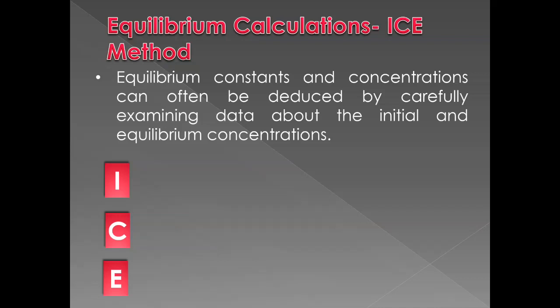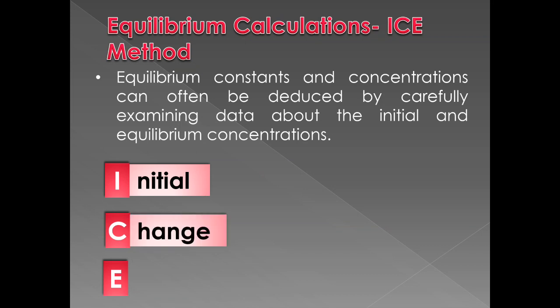Equilibrium calculations using the ICE method. Equilibrium constants and concentrations can often be deduced by carefully examining data about the initial and equilibrium concentrations. ICE: I stands for initial concentration, C for change in concentration, and E is for the concentration at equilibrium.